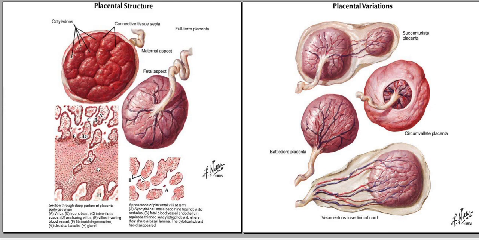Okay, so basically that's this. You see the placental variations. We have the centuriate placenta. It has these other cotyledons or loops a bit moved here, and you have the circumvallate placenta too, and then the battledore placenta. Okay, filamentous insertion of cords to others over here. So battledore, circumvallate, centuriate placenta. Okay.